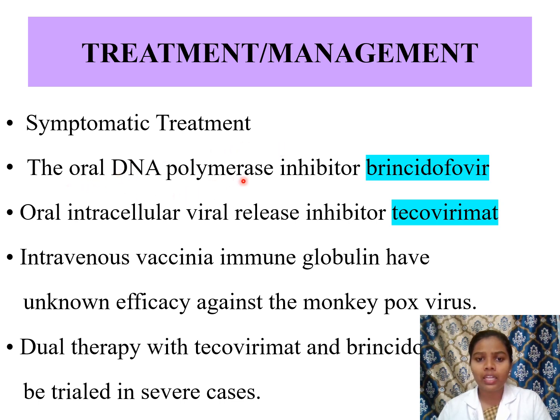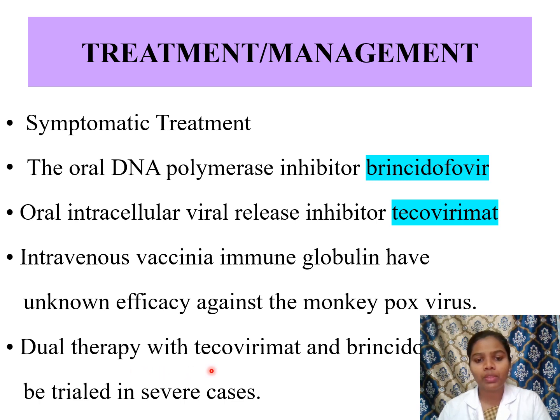Next one is the oral DNA polymerase inhibitor, that is brincidofovir. So this is one of the drugs. These are the oral drugs. These two drugs are seen to be very effective in treating this disease: brincidofovir and tecovirimat. The tecovirimat is an oral intracellular viral release inhibitor, so it inhibits the viral release inside the cells. Next one is intravenous vaccinia immunoglobulin, and this has unknown efficacy against the monkeypox virus, but they are considering this intravenous drug also, and they are thinking it may be effective against the monkeypox virus. Still, research has to be done.